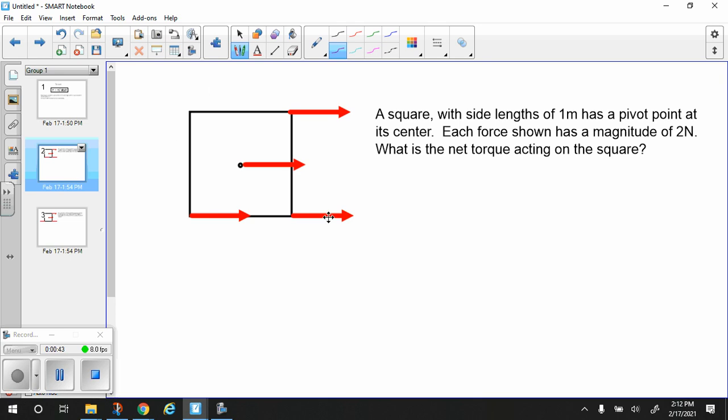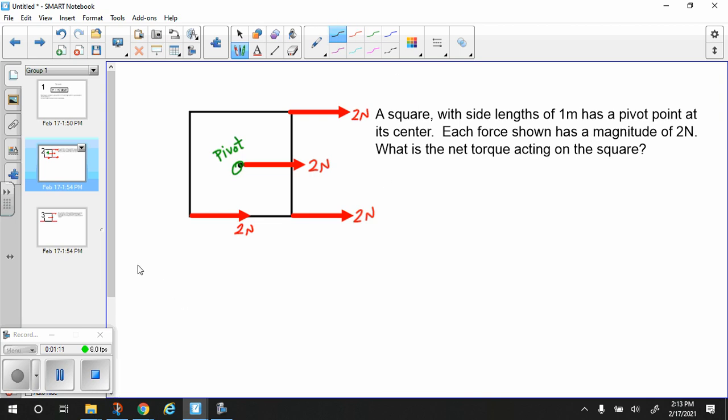So let's say that I have this square. The pivot point is the center of the square right here. So my pivot, I'm going to mark in green. So that's my pivot. And these forces are being applied. We have a 2 Newton force at each of these positions. And we want to determine the net torque acting on the square.